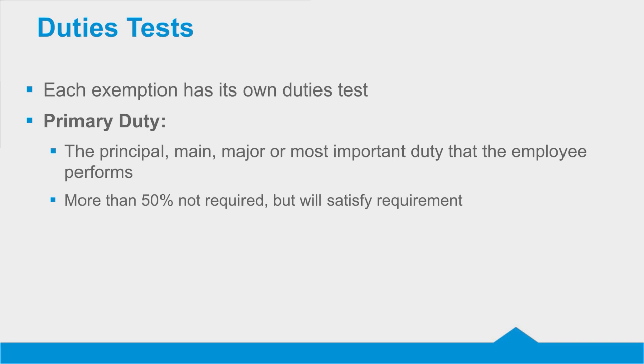So for example, it's why a manager of a store who might spend a lot of time performing non-exempt work like stocking shelves or working a cash register could still be exempt, because the most important duty she performs is that she's in charge of the store, or that she's supervising all of the employees at the store, even if she's performing a lot of the same type of work that those non-exempt employees are performing. That's really what we mean when we say primary duty.